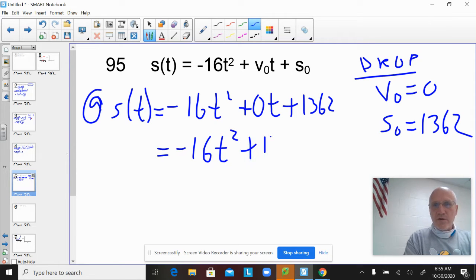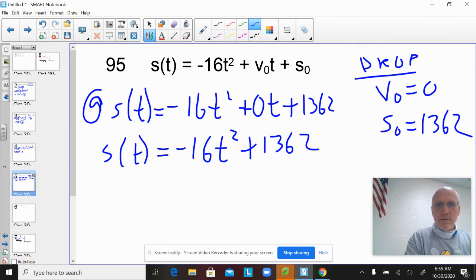So just plus 1362. There's my position function. And then it also wanted v of t, which is the velocity function, which you have to know is the derivative of the position function. That's s prime of t.